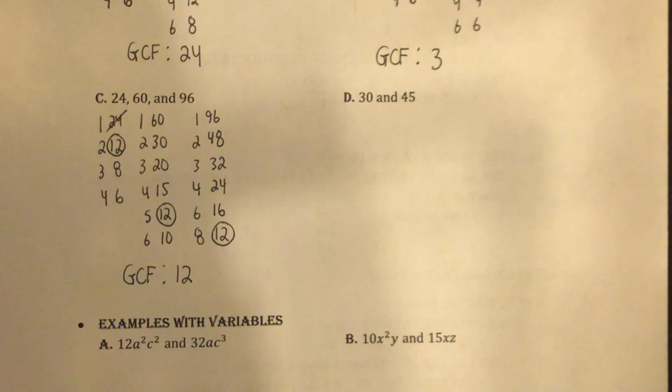All right. Again, I'd encourage you on example D, pause it on your end. Find the factor pair lists of 30 and 45. Figure out what the greatest common factor is. Then check your work against mine.